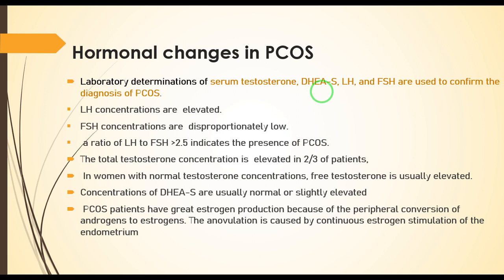In this disease, the estrogen is high. Why? Because there is hyperandrogenism in this disease, and because in the female the aromatase system is very active, the excess androgen will all be converted to estrogen, and this continuous estrogen exposure will lead to chronic anovulation.